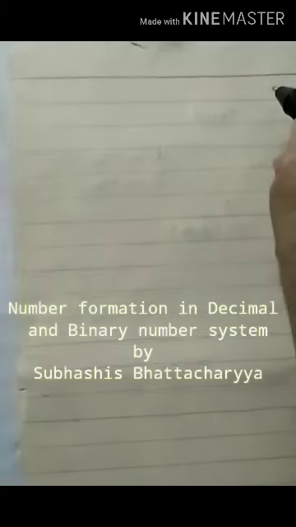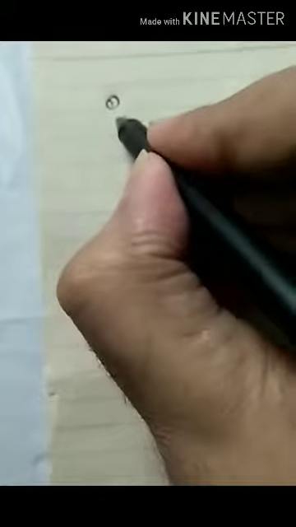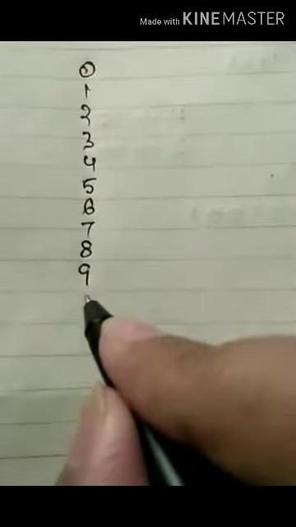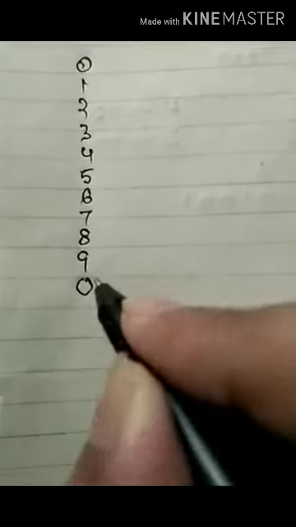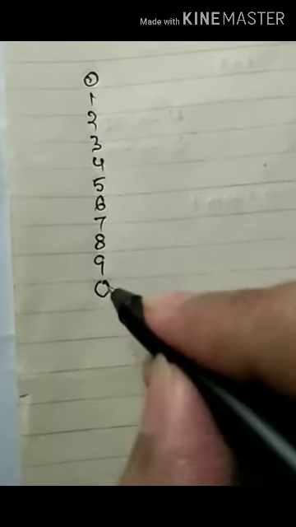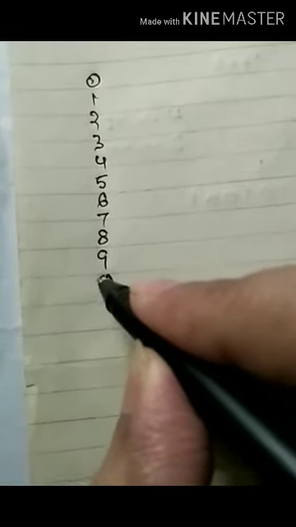Binary number system has 2 digits, 0 and 1, whereas decimal number system has 10 digits, 0 to 9. But after 9, what happens? Again it becomes 0. See, 0 to 9. After that we have no more digits, so we again give one 0. But after 9, 10 comes.